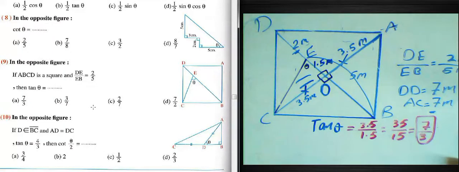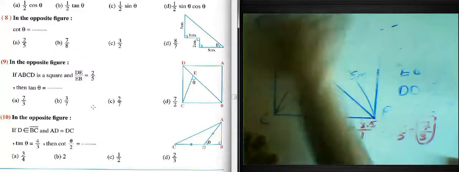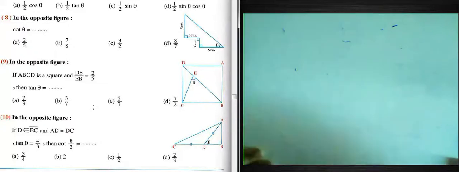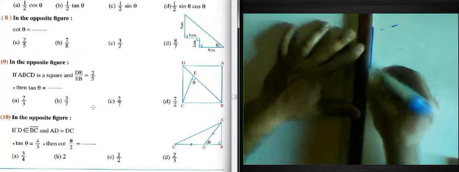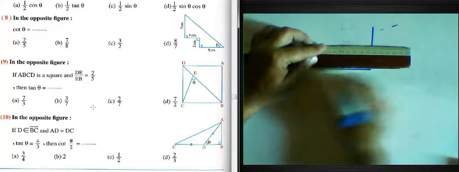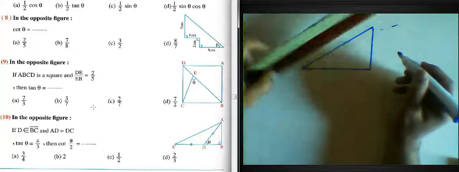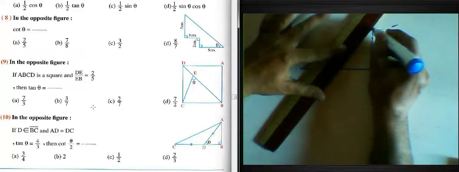7 over 3. It's a very important example. Pay attention to it and solve it every time. This was question number 9. We will solve question number 10. You must pay attention to this example also. We have a right angle triangle and a right angle triangle here, and an isosceles right angle triangle inside. We have two.